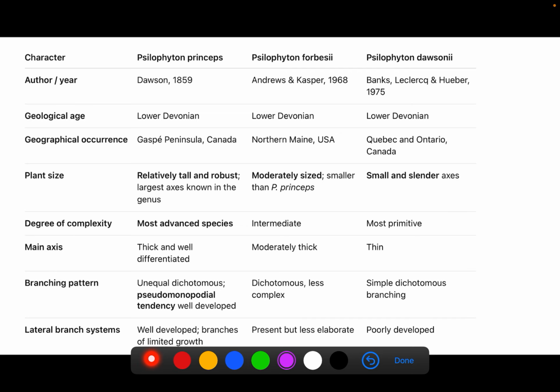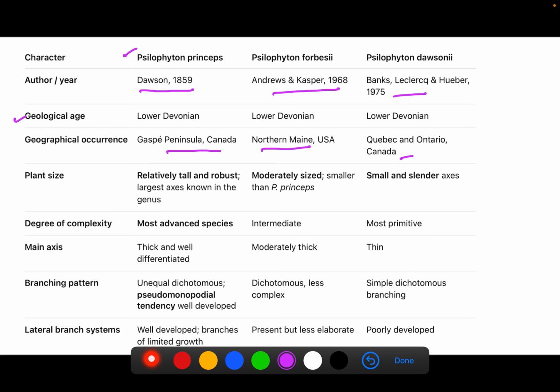Next, in chart form, let us look at these three species which have been reconstructed and described as I have given: Psilophyton princeps, described by Dawson in 1859; Psilophyton forbesii, by Hueber and Banks in 1968; and Psilophyton dawsoni, by Banks, Leclercq and Hueber in 1975. These are all found in nearly the same geological age, the Lower Devonian. Geologically, this was found in the Gaspé Peninsula, Canada, this in North Maine, USA, and this in Ontario, Canada.